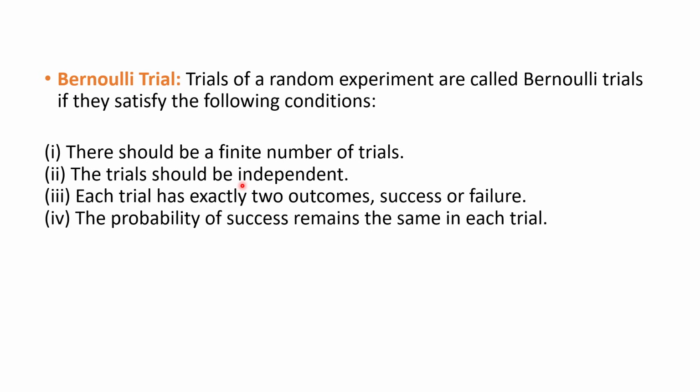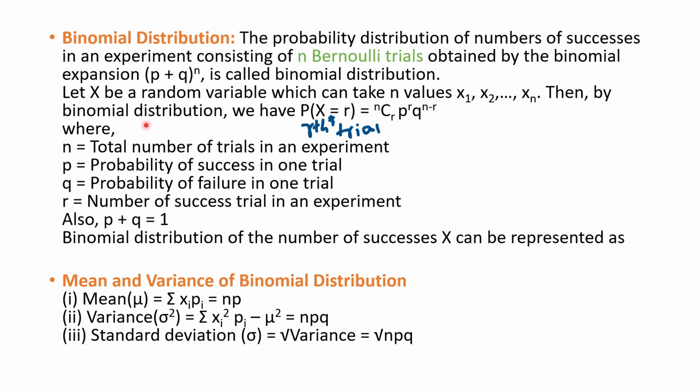Trials should be independent, meaning one trial should not affect another trial. Each trial has exactly two outcomes, success or failure. Okay, more than two outcomes doesn't come under the category of Bernoulli trial. The probability of success remains the same in each trial. Okay, meaning an unbiased trial is there. Okay, so how important this trial is, you come here in this portion.